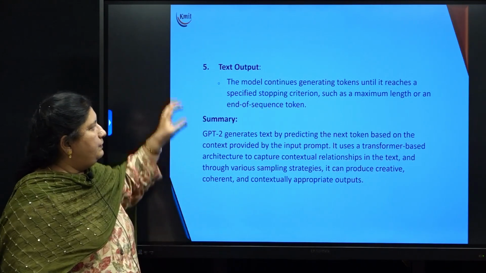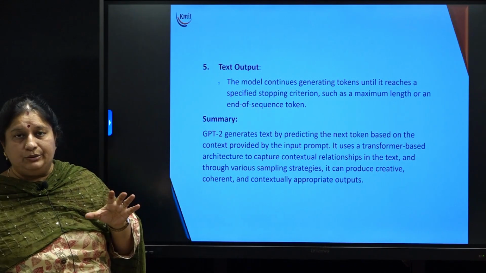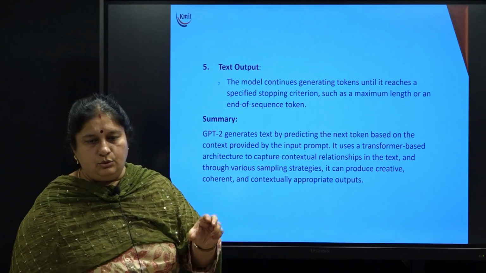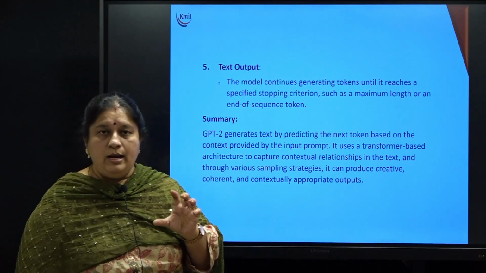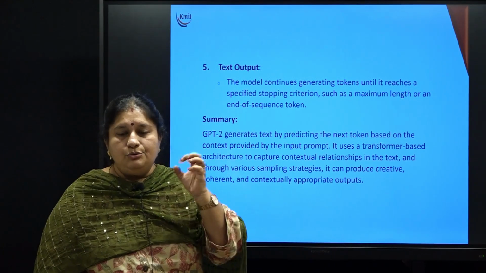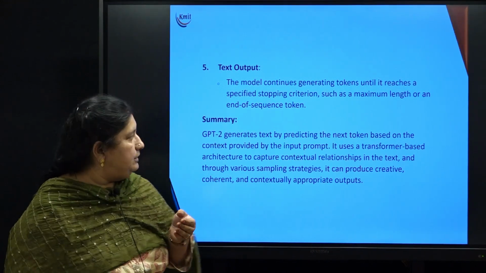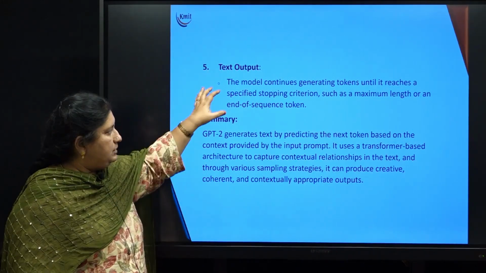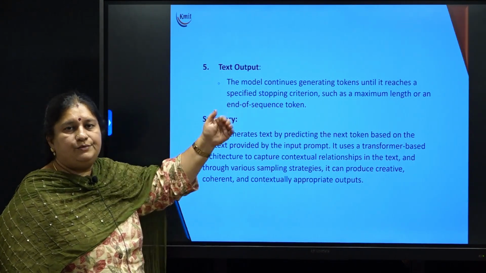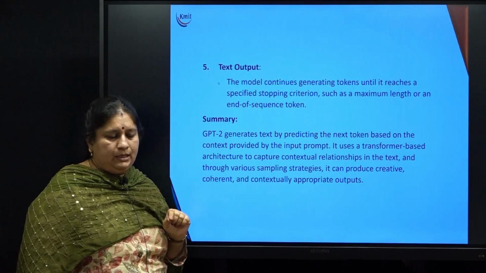Text output. The model continues to generate the tokens until it reaches the threshold value. Threshold value means, suppose I want to generate a token of 5 characters, or I want to complete the sentence depending on the context. So you need to specify what the threshold is when you are trying to generate the text. Once it reaches the threshold value, it stops generating the tokens and gives you the output. So I can give you a simple example.